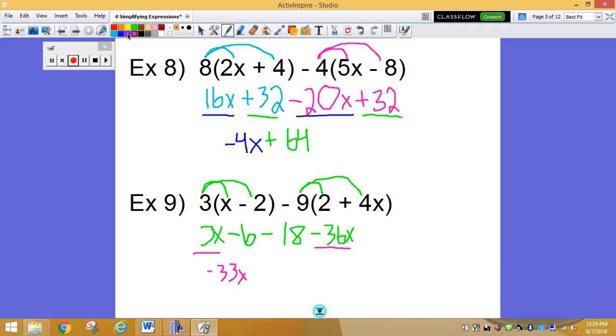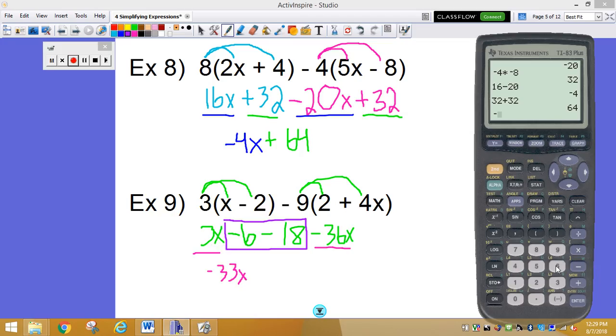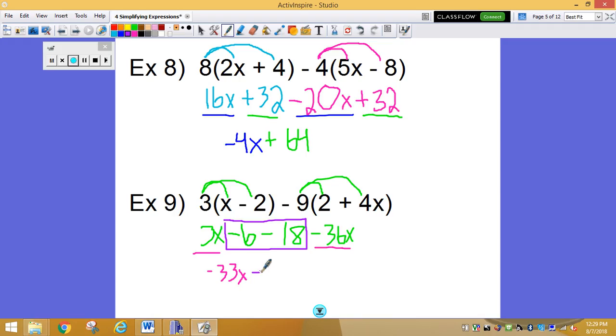Okay, our whole numbers. Treat this as a negative 6, so I'm going to type this in. Negative 6 minus 18 gives you negative 24. So that's our answer there.